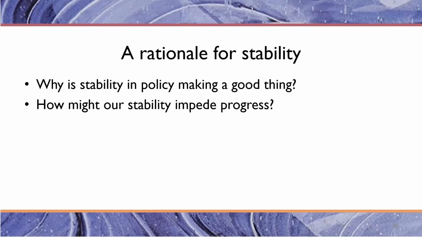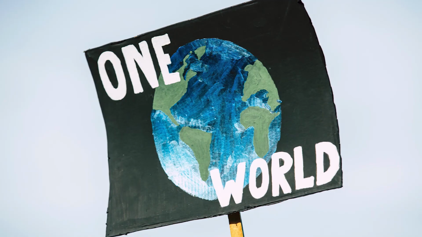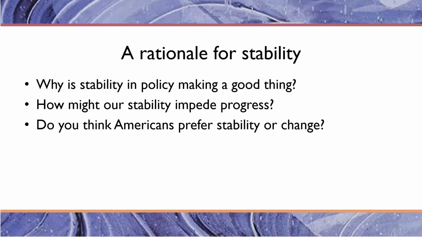There's all kinds of problems that we might have. So how are the features that promote stability in policymaking in the United States a barrier to progress on things like, say, environmental regulation or equal rights for women or ethnic and racial minorities? And ask yourself, do you think Americans prefer stability or change? And this might be kind of a trick question because it probably depends on how you raise the question with people and what the nature of that change is.